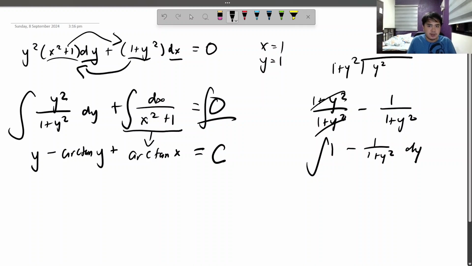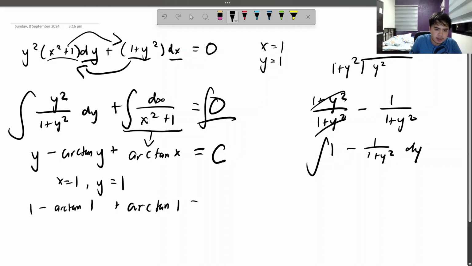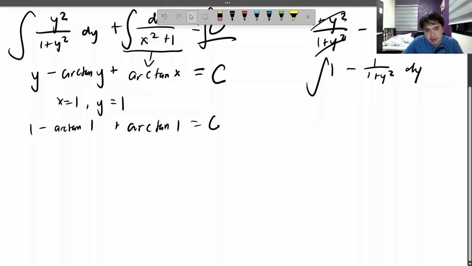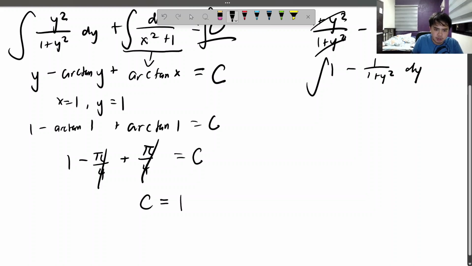And this is the general solution. We still need a specific solution. So we have x equals 1 and y equals 1. So let's put everything together. All right. So we have substituted x equals 1 and y equals 1. Arctan of 1 is pi over 4. You can check that on your calculator if you have one. So this is going to be negative pi over 4, and then 1 remains as 1. This and that cancel. So we remain with c equals 1.